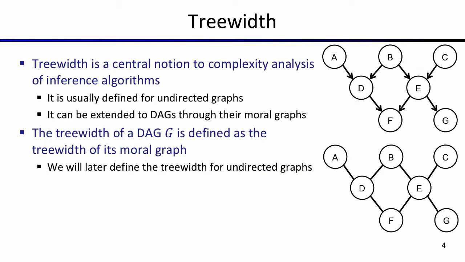So one example where this idea occurs, that we make a definition for undirected graphs and we extend these to Bayesian networks, to directed graphs, by using the moralization process of Bayesian networks, is the tree width. So we know that the tree width is an important concept for the analysis of the complexity of the inference algorithms, but it is usually defined for undirected graphs. So what we do, we extend the idea of a tree width to DAGs by using the idea of moral graphs. So we define the tree width for a DAG as the tree width of the moral graph of this DAG. And we will later define more formally the tree width for the undirected graphs, but you now have an idea how we're going to do this, right? We first define for the undirected graphs and extend to Bayesian networks through the use of the moral graphs.